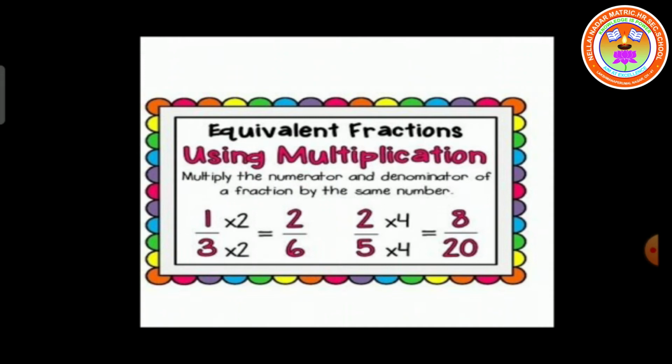See the next example. 2 by 5, you are multiplying with 4. You will get 8 by 20. When you cancel out 8 by 20, that is 4 2s are 8, 4 5s are 20, you will get 2 by 5. So I can say 2 by 5 is equal to 8 by 20. Is it clear, students? Hope you understand this equivalent fraction clearly, because it's very important. When we are doing exercise problems, these things will come. Okay? Just go through it.